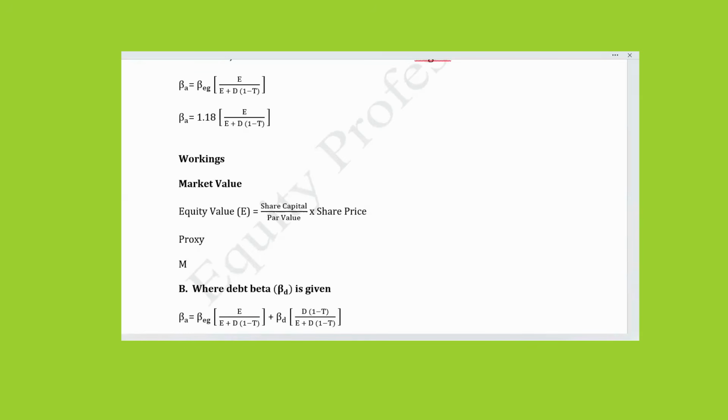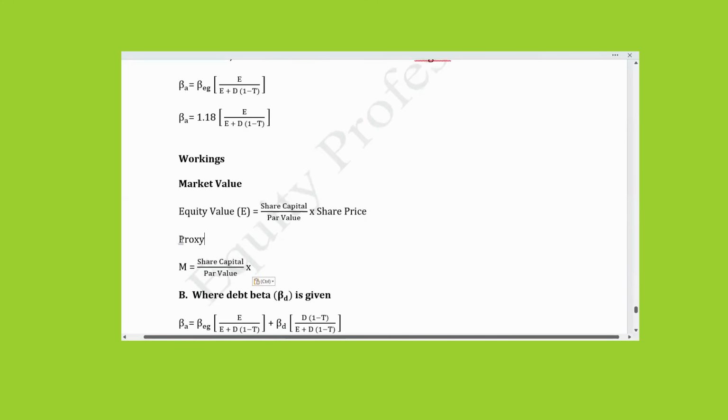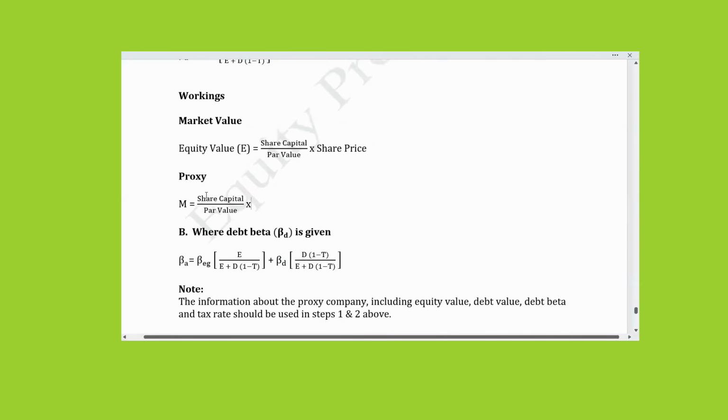We have Mississippi. Therefore, what is equity value of Mississippi? We want to calculate equity value of the proxy company. So we are starting with Mississippi. What's the share capital of Mississippi in the question? Matthew, be my partner. Yes? Yes, sir. Equity value of 4,000.